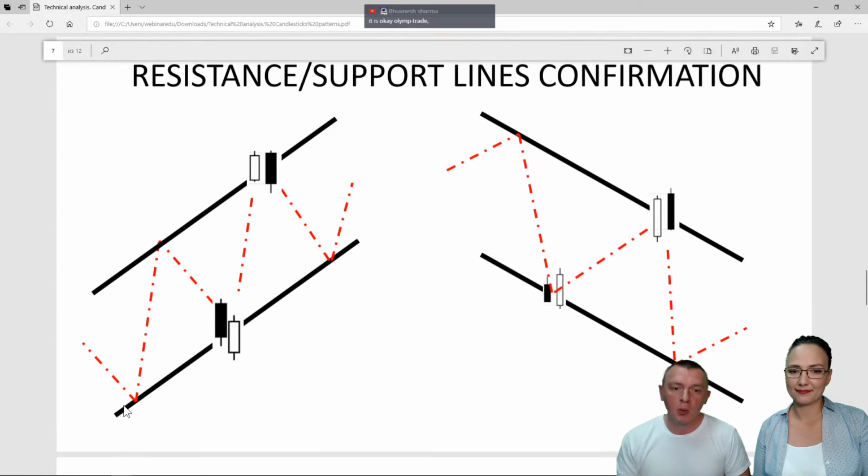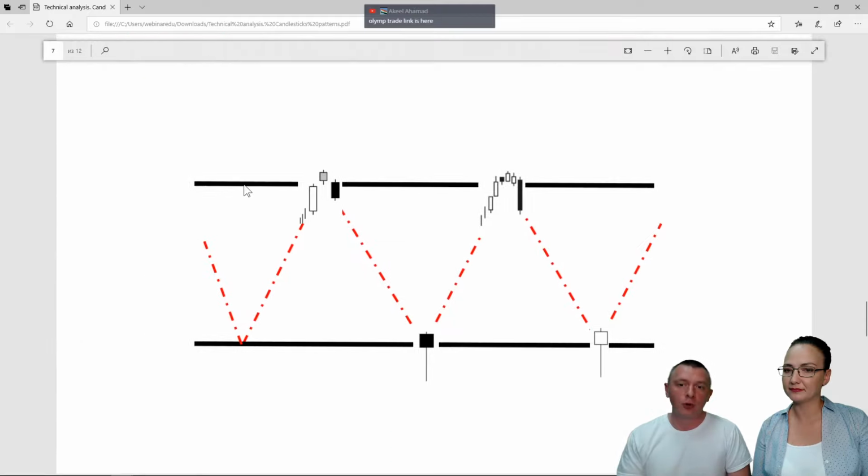Usually, if you see a bullish trend, start drawing the support line first. If you see a bearish trend, start with the resistance line. But as for a flat market, you can use both of them, support and resistance lines.